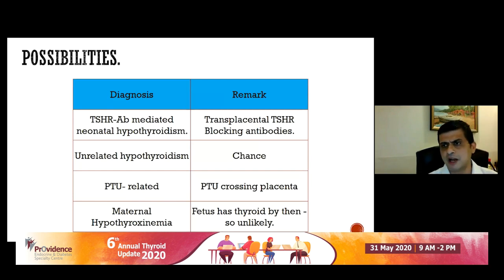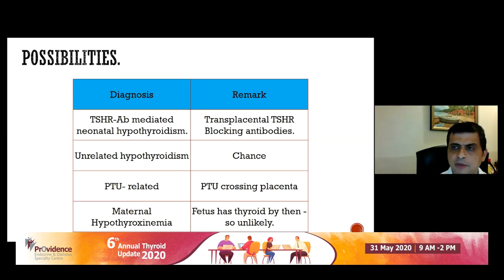So the baby may have an unrelated congenital hypothyroidism. The third thing is antithyroid drugs given to the mother may cross the placenta and cause hypothyroidism in the baby. And the fourth possibility is that giving a high dose of antithyroid drugs to the mother causes maternal hypothyroidism, therefore less T4 may cross to the baby. So among these four possibilities, the likely possibility is the first one.